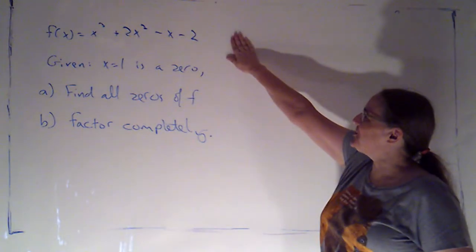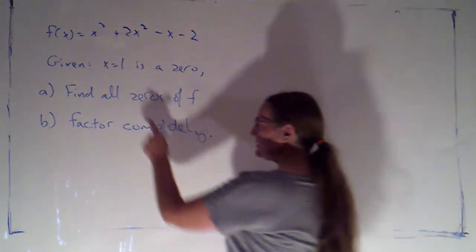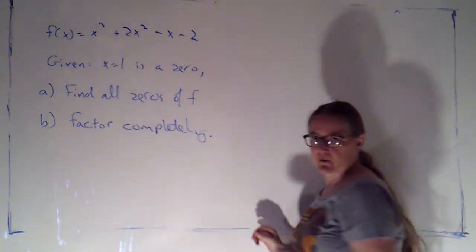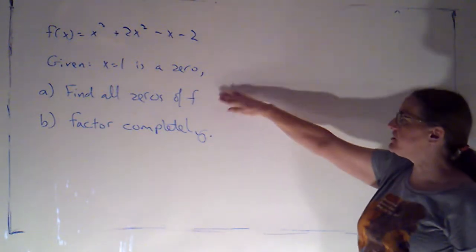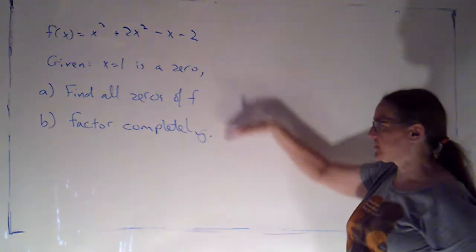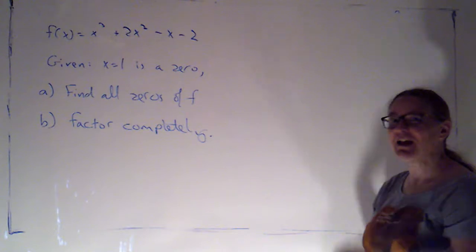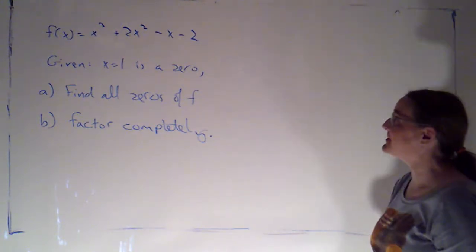Given the wonders of video editing, my problem has mysteriously appeared on the board. f of x is x cubed plus 2x squared minus x minus 2. Now we're given that x equals 1 is a 0 of this function. And we're being asked to use that given information to find all of the zeros and then to factor completely. And of course, these questions are greatly related because zeros correspond to factors and vice versa. That's what the factor theorem tells us.